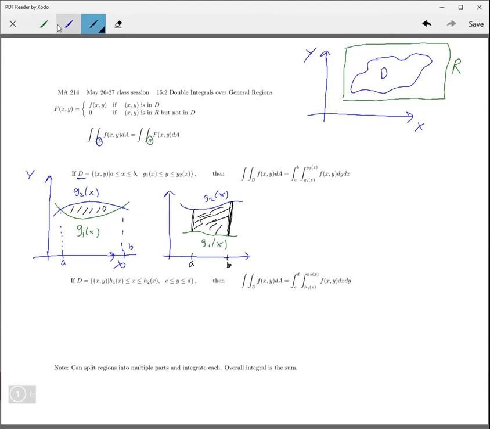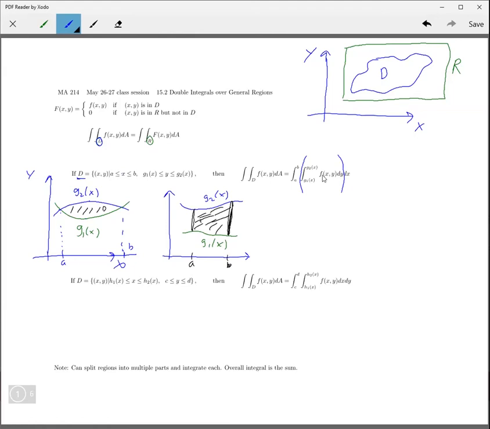Okay, so if you can describe your region like this, then here's your integral. You're integrating this function little f over either of these regions. Then you're going to integrate in y first, and you're going to go from g1 of x to g2 of x. And you integrate this function in y.